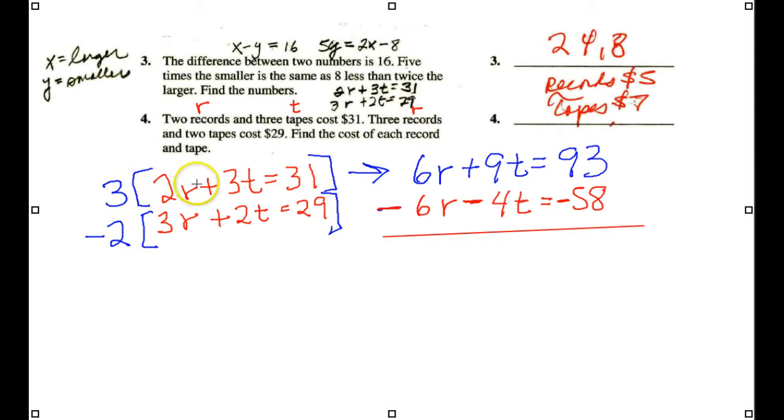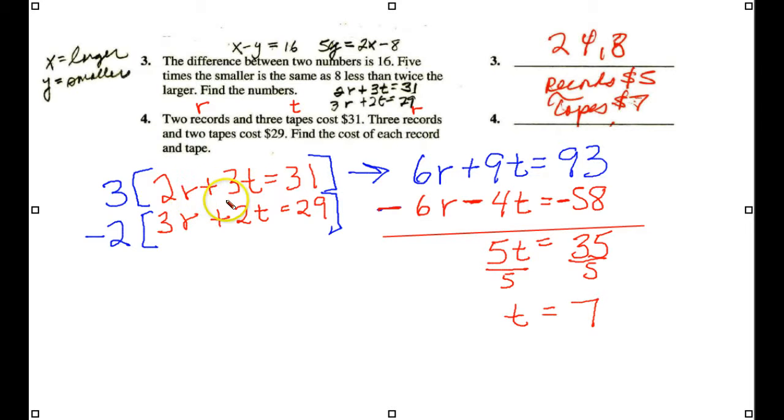So 3 times 2R, 6R. 3 times 3T, a positive 9T. 3 times 31, 93. Now, -2 times 3R, a -6R. A -2 times a positive 2T, a -4T. A -2 times 29, a -58. Now when we add these up, we get 5T equals 35. We divide both sides by 5. T equals 7. So the price of the tapes are $7.